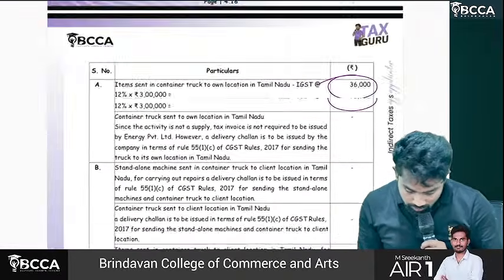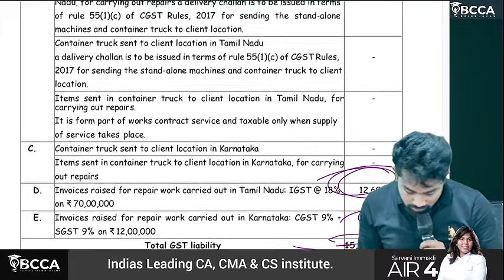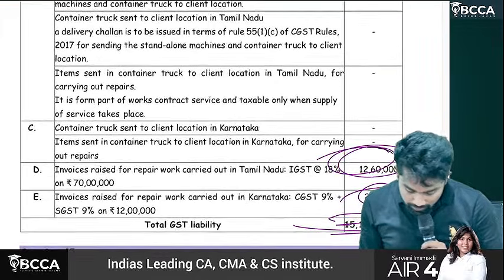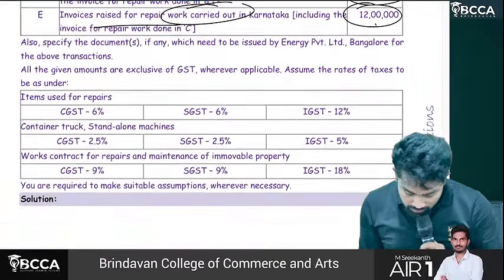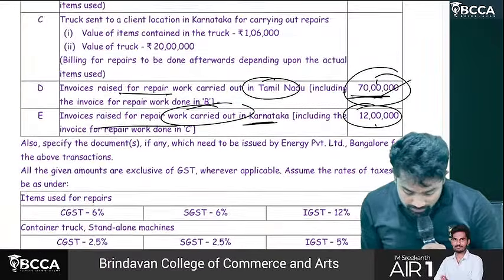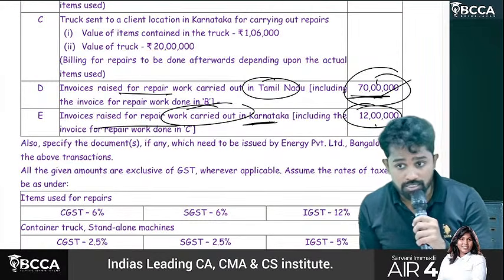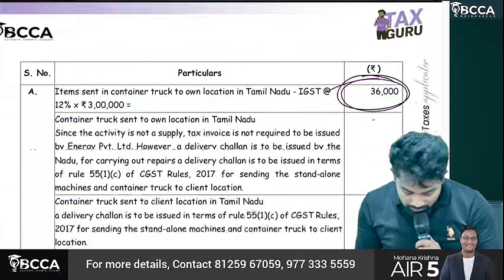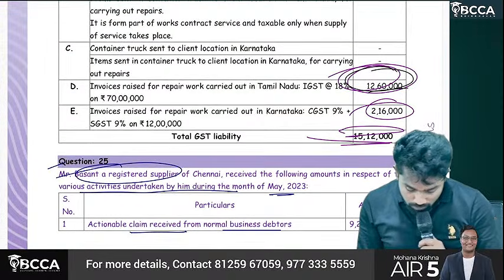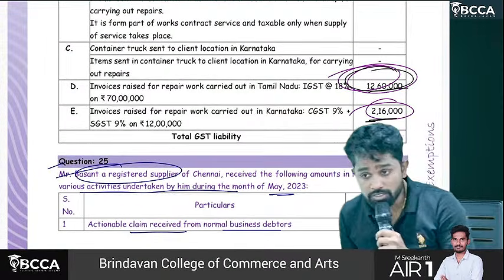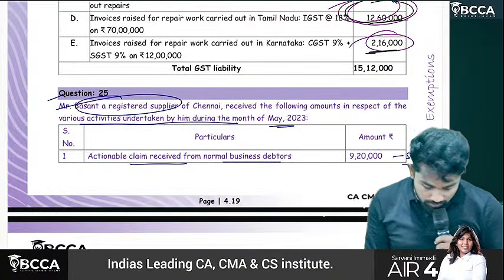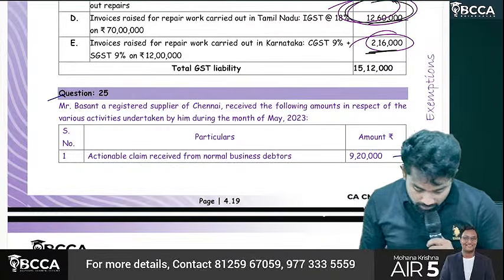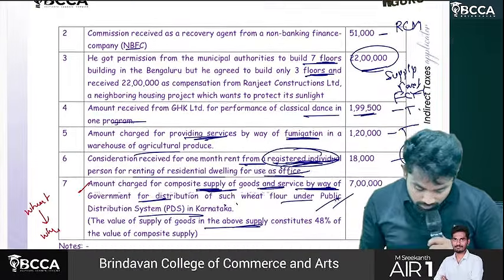Okay. So on 3 lakhs, 12%, 36,000. On 70 lakhs, 18%, 12 lakhs 60. And the last one, sir, 12 lakhs. Sir, it is sent within Karnataka only. So what? CGST and SGST, 9%, 9%. Now it is like how much? 2 lakh 16,000. So the total liability is how much? 15 lakh 12,000. Then Basant is a registered supplier of Chennai, received the following.